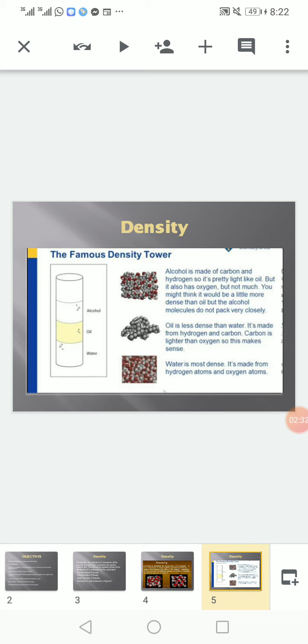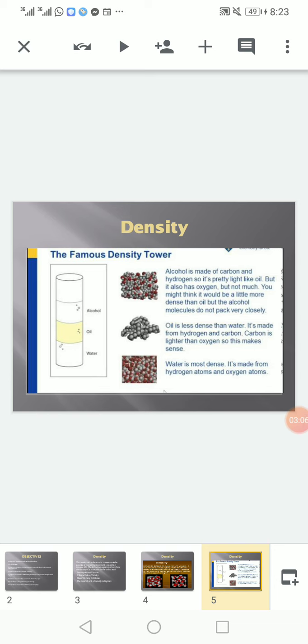Now, this diagram explains a density tower. Alcohol is made up of carbon and hydrogen, so it is pretty light, like oil. But it also has oxygen, but not much. You may think it to be a little more dense than oil, but alcohol molecules do not pack closely together. Because alcohol molecules are not closely packed together, they are less dense than oil. Oil is less dense than water. It is made from hydrogen and carbon. Carbon is lighter than oxygen, so it makes sense.